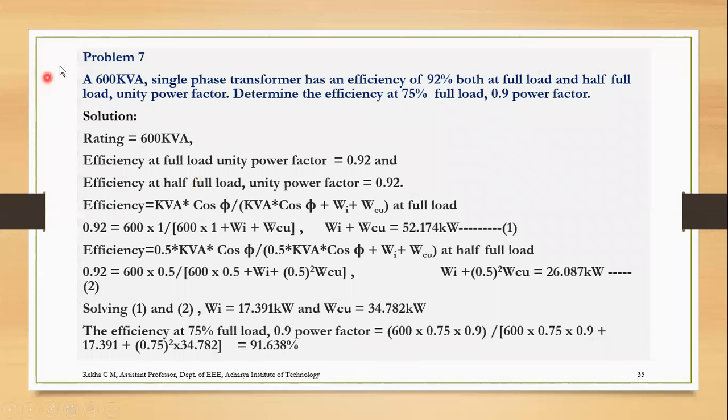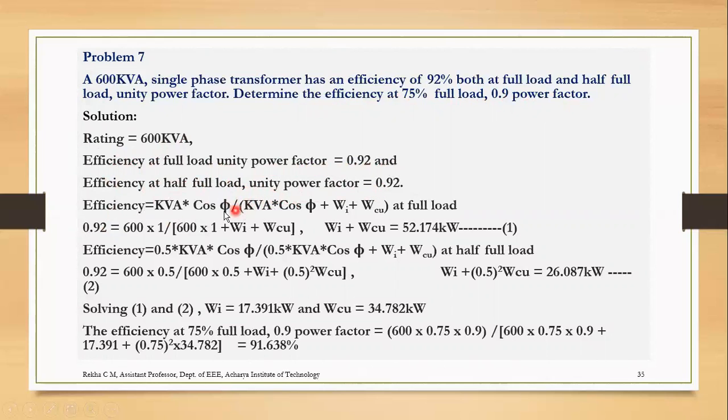In the next problem, a 600 kVA single phase transformer has an efficiency of 92%, both at full load and half full load, unity power factor. Determine efficiency at 75% full load, 0.9 power factor. Let us write the given parameters. Transformer rating is given, efficiency at full load unity power factor is given, and efficiency at half full load unity power factor is given.